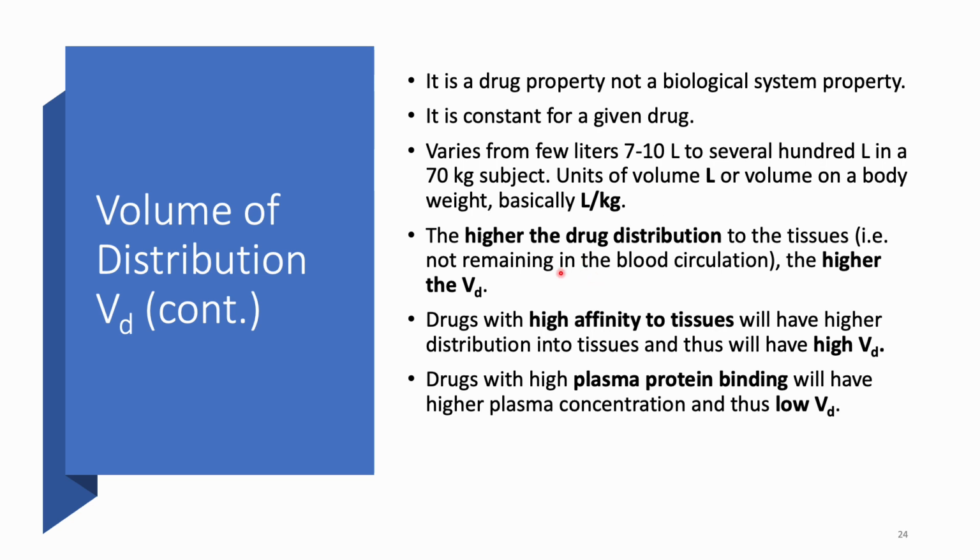And again, the higher the drug distribution in the tissue, the higher the volume of distribution. The higher the affinity to the tissue, the higher the volume of distribution. In these two cases, you have a higher volume of distribution because the drug concentration in the plasma is small. However, when the drug has high plasma protein binding, the concentration of drug in the plasma is high. In this case, the volume of distribution will be small.